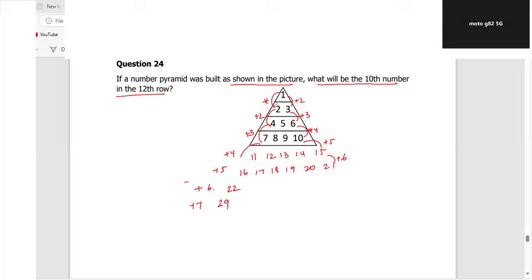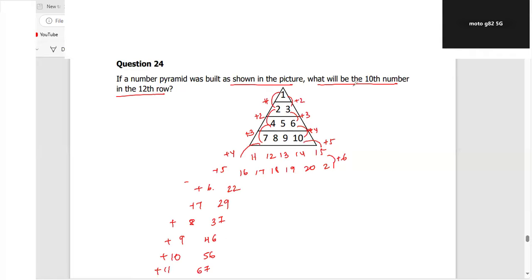29. So how many rows? 1, 2, 3, 4, 5, 6, 7, 8. And then you have +8, which will be a 37, +9, which will be a 46, +10, which will be a 56, and +11, which will be a 67.